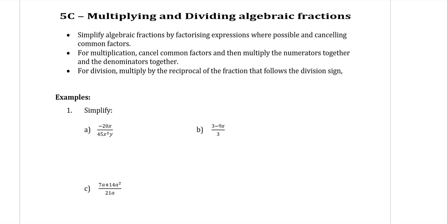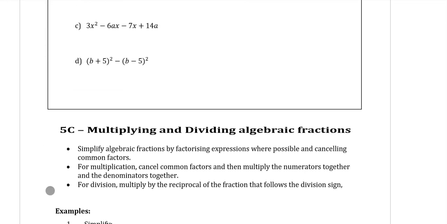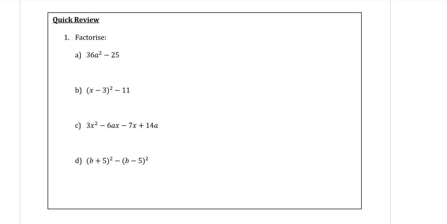Today we are going to be multiplying and dividing algebraic fractions. But before we do that, let's quickly review the factorising that we were learning last lesson. So in question 1a, we have two terms that are being subtracted and we have an a squared in there. So this is a difference of two squares.